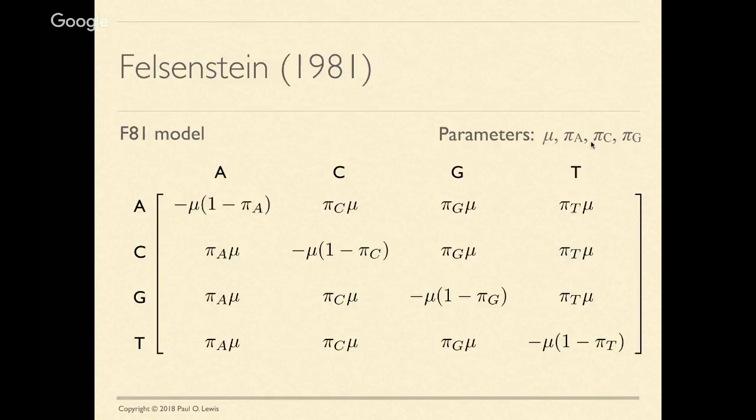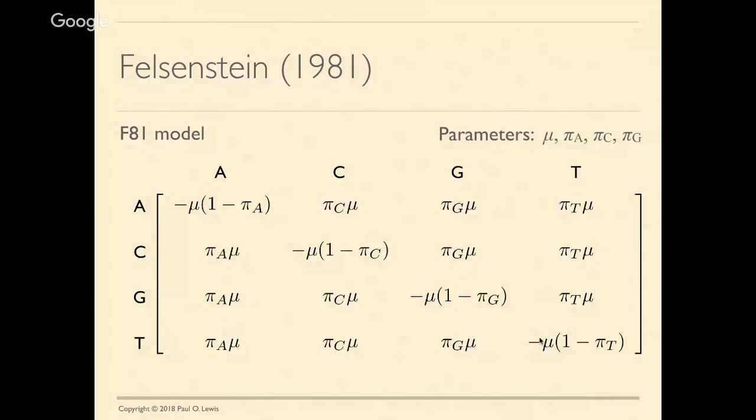So there are only 3 of these you can play with, and it's arbitrary which one you leave out, and I had just left out T arbitrarily. If you have actual values for each of these 4 quantities, then you'll have actual values for each of the 16 elements of this rate matrix. So this model has 4 parameters.